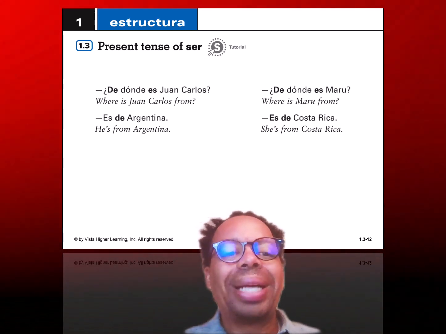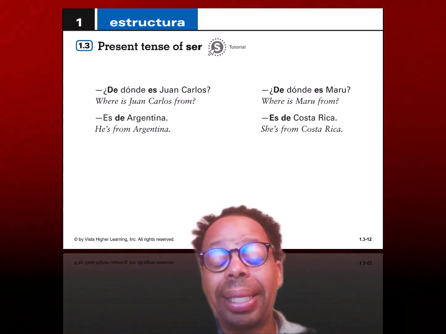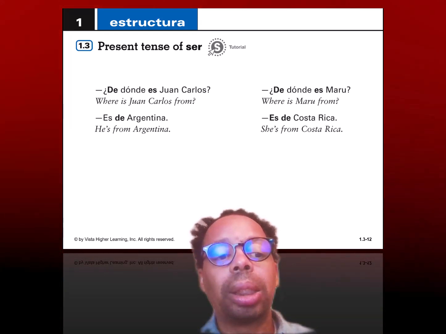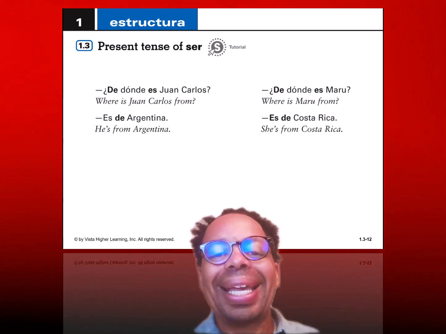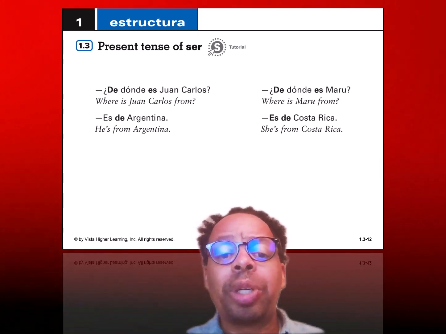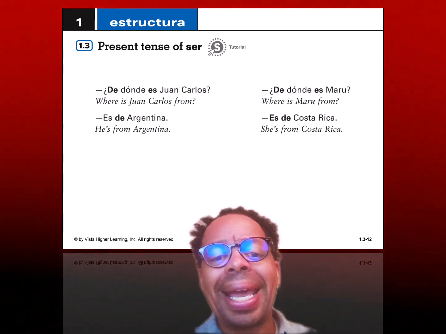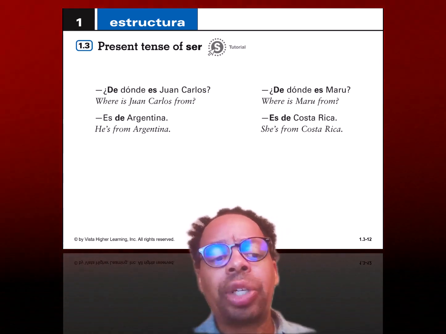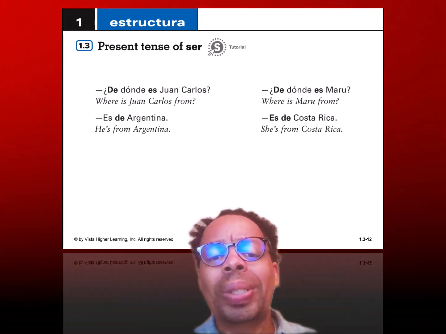Some other examples. ¿De dónde es Juan Carlos? Where is Juan Carlos from? Es de Argentina. So again, they've omitted the subject pronoun él, but they just had es de Argentina. ¿De dónde es Maru? Es de Costa Rica. So again, they've omitted the subject pronoun ella, because we could say ella es de Costa Rica, but they've omitted that, just as they did with él in the first example, es de Argentina.